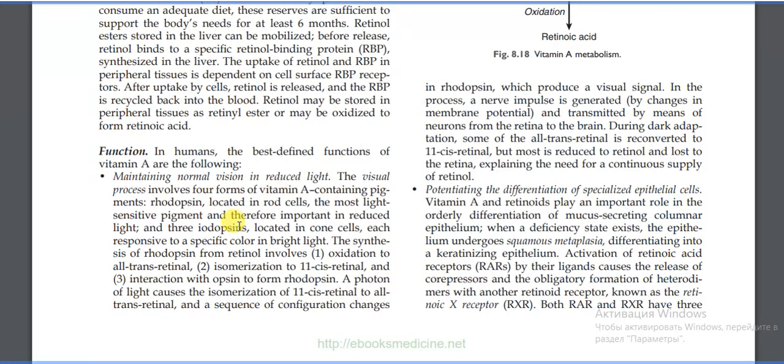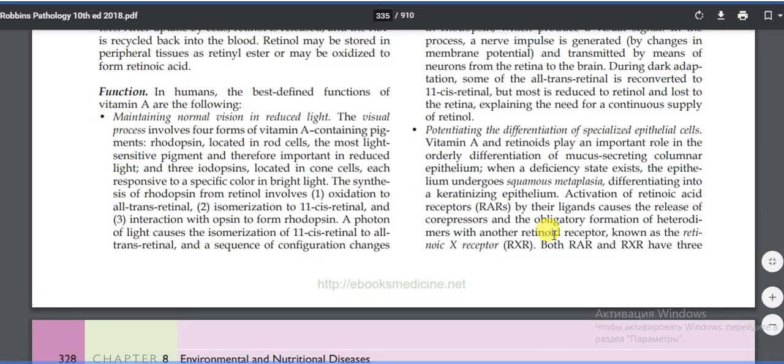You know that we have cones along with rods, and cones are normal because they don't use vitamin A. But with decreased rhodopsin activity, in a reduced light environment, they can't absorb light properly in the outer part.